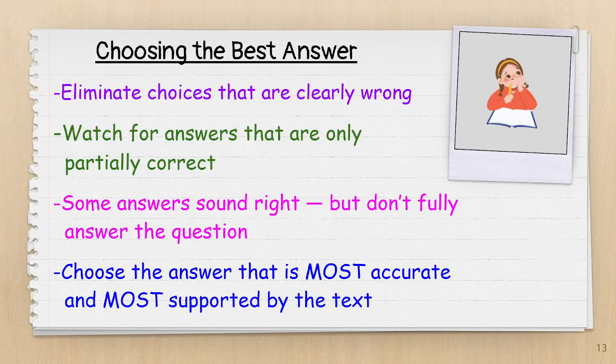Oftentimes we end up with kind of two answers that are both correct, and you have to choose which one is most correct. And again, this can be hard to do, and it's going to be harder to do if you're trying to do it with tricks and gimmicks, right? You really do have to be a thinking, active reader in order to decide which would be the more correct of two correct answers. I hope you realize that point.